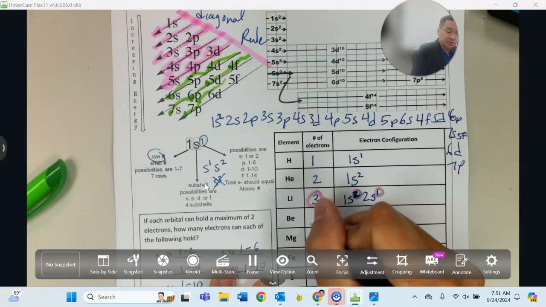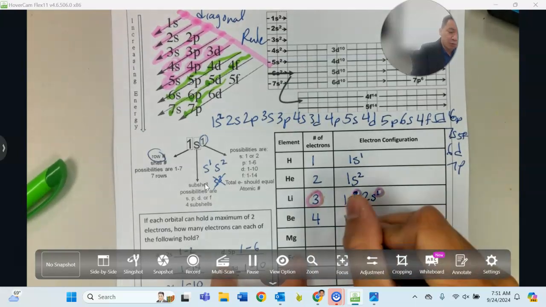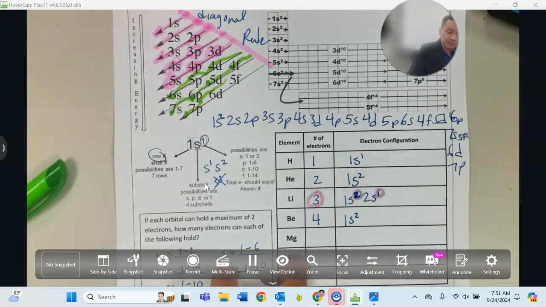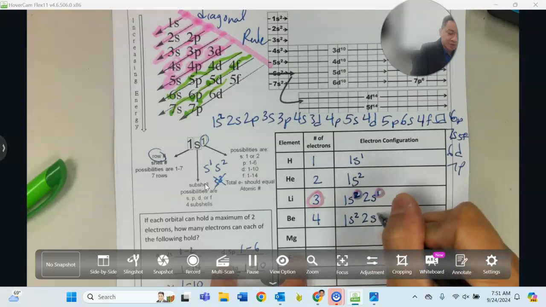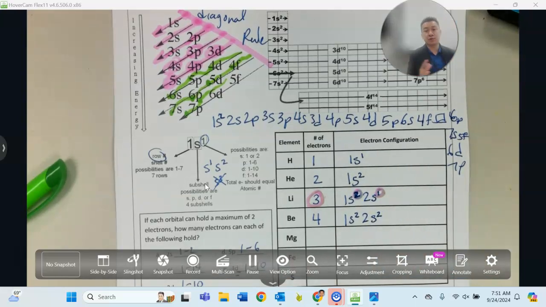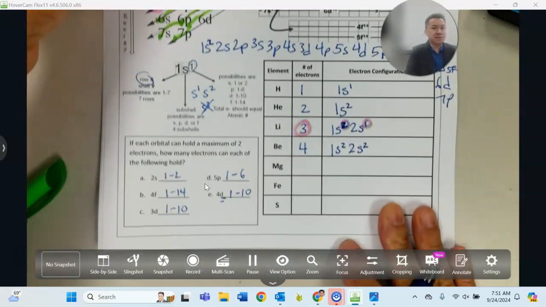So beryllium, continue. Beryllium has 4 electrons, so we go 1s2, 2s2. We need 2 more, so that's 4 total electrons. It's not so bad. It just takes a little bit of practice.